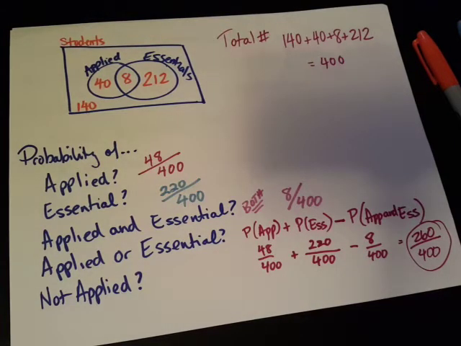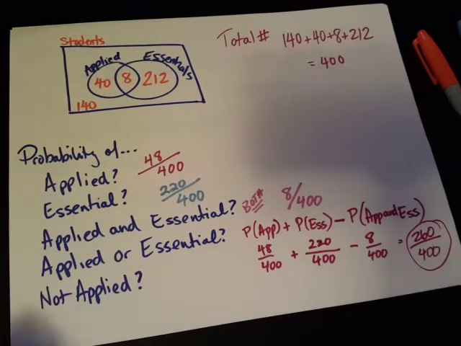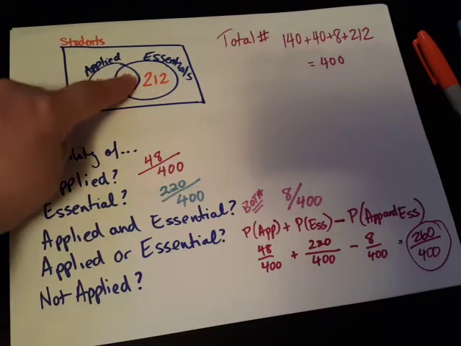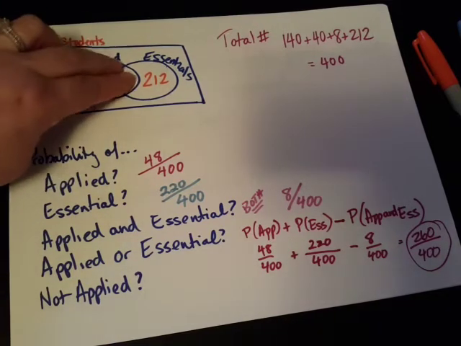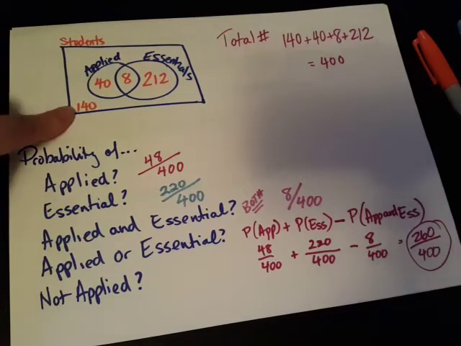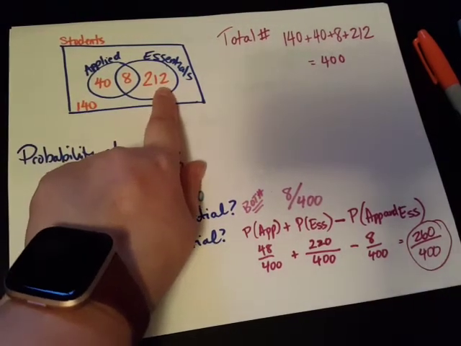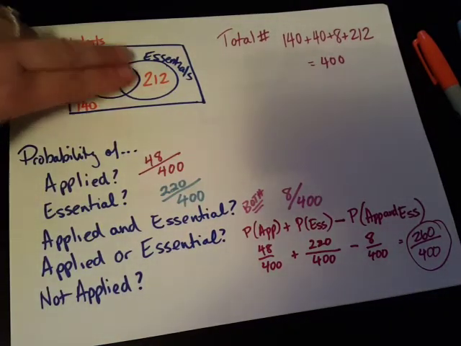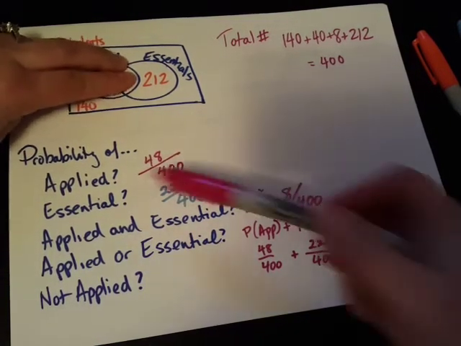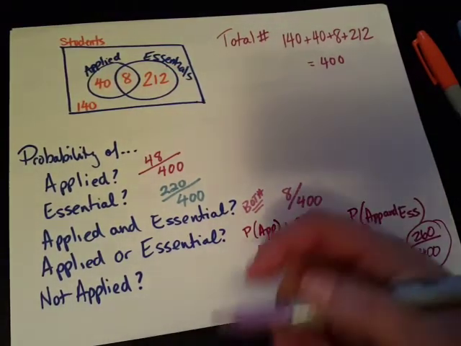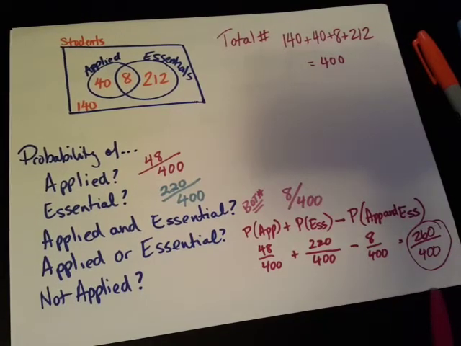And then another sample question is a nice one. Another complement kind of question. How many students are not in applied? When we talk about students not being applied, we're talking about the 140 that are not in either one of our math classes and also these 212 that are only in essentials. So from applied, we want to look at all of those. So we would have 140 plus the 212.